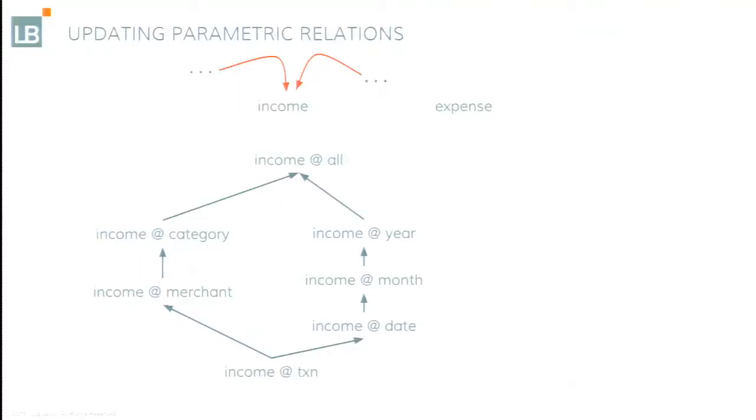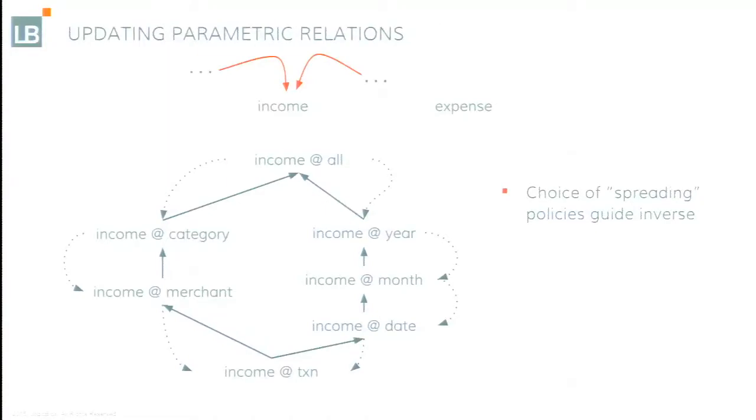As you recall, these different parameterized versions of income are computed from other parameterized versions. There's also an implicit inverse computation path between all of these relations. And the way you do it is through what we call parametric spreading. There are different spreading policies that you can use to invert an aggregation. A very common one is by ratio. If I double the income for the year, then I double all the income at the month level.